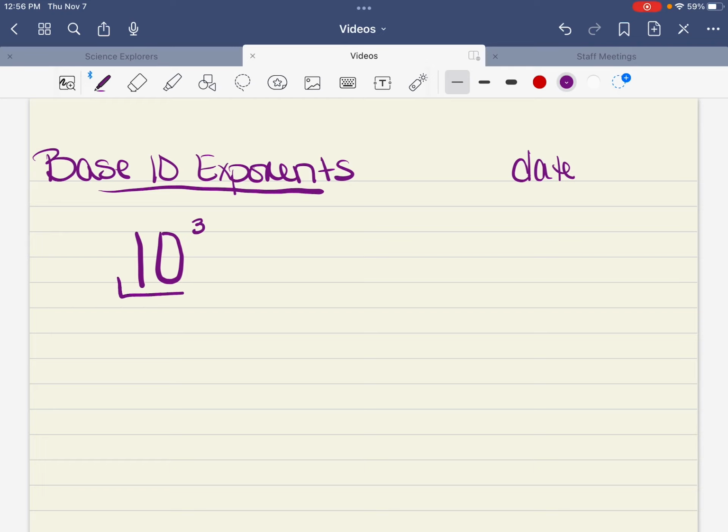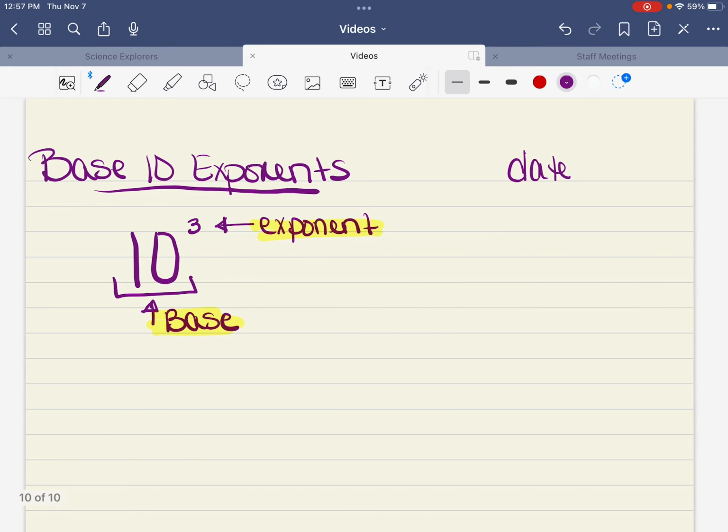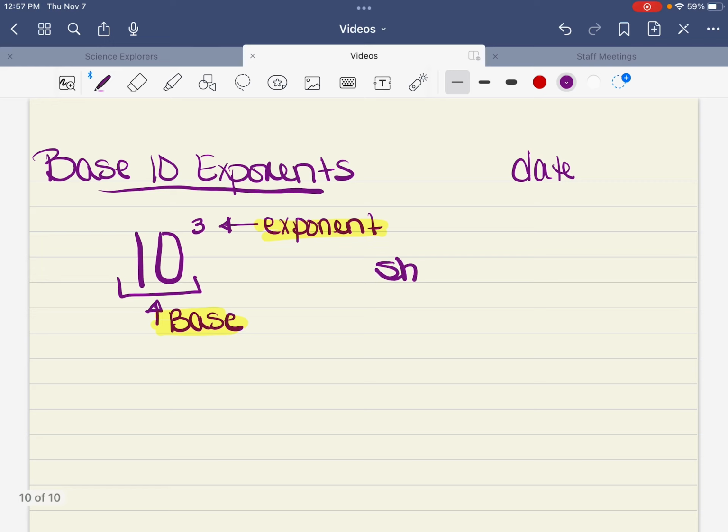This big number right here is called our base. And this little bitty number right here is called our exponent. I'd like for you to highlight those 2 terms to make sure they stand out. So we're going to highlight exponent, and we're going to highlight the word base. So base is the big number. No matter what it is, it's the larger number. And then the exponent is the little bitty number. And this shows repeated multiplication.